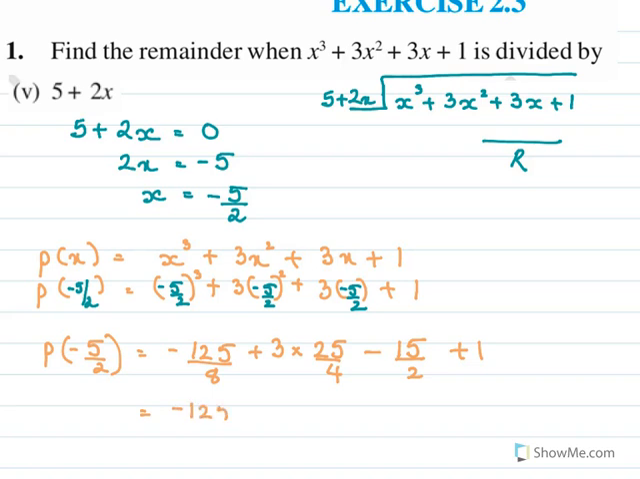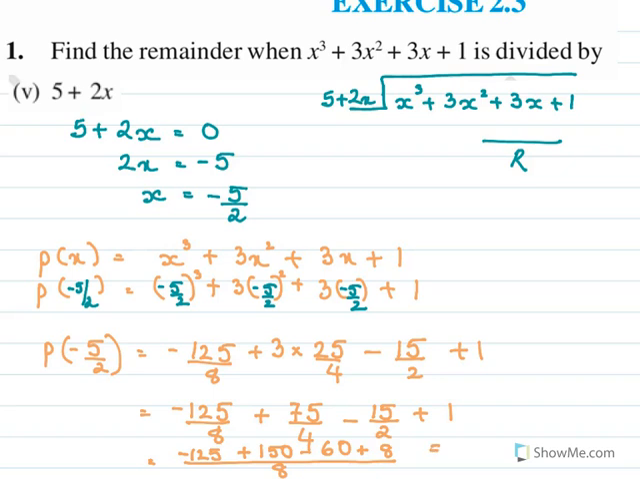So this is minus 125 by 8 plus 75 by 4 minus 15 by 2 plus 1. Here we'll take the LCM, and in this case the LCM will be 8, and you'll get minus 125, 75 into 2, 150, and 15 into 4, minus 60, over 8. This is equal to minus 27 by 4. So the remainder will be minus 27 by 4.